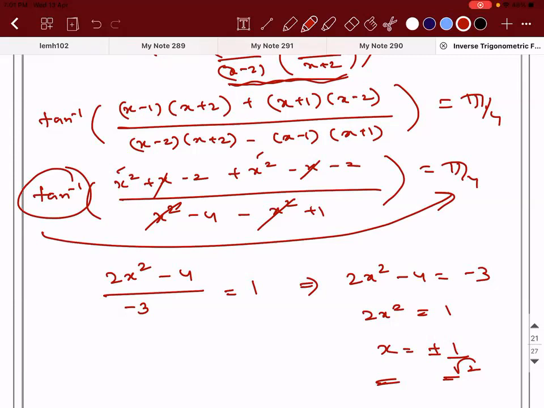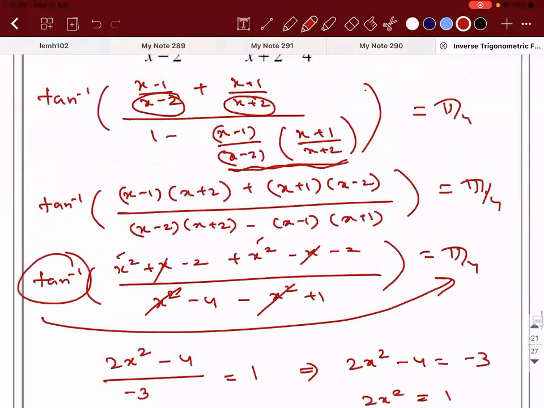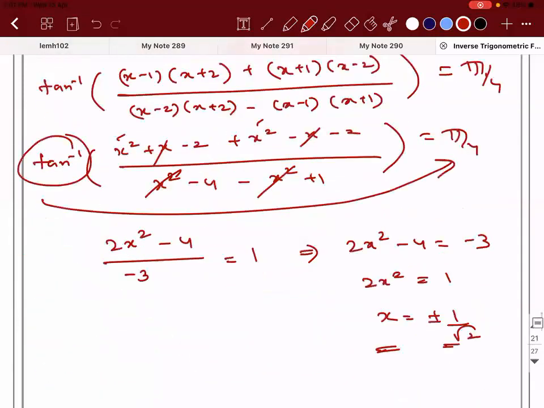What is the answer given? Is it 1 by root 2 or plus or minus? Plus or minus. Because I was checking, there is no domain that is given.